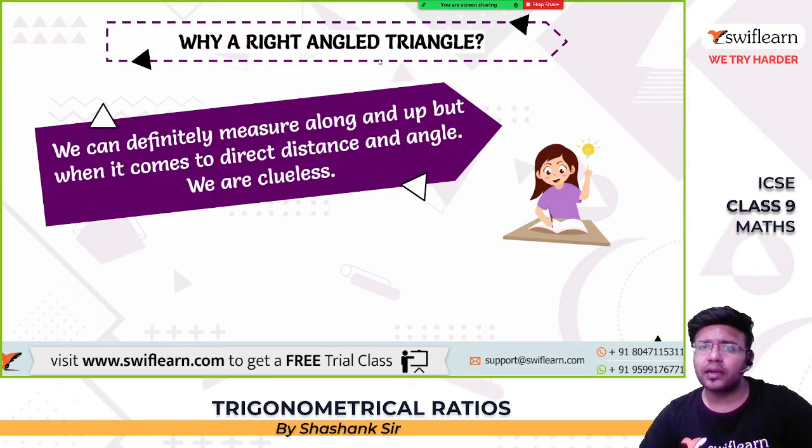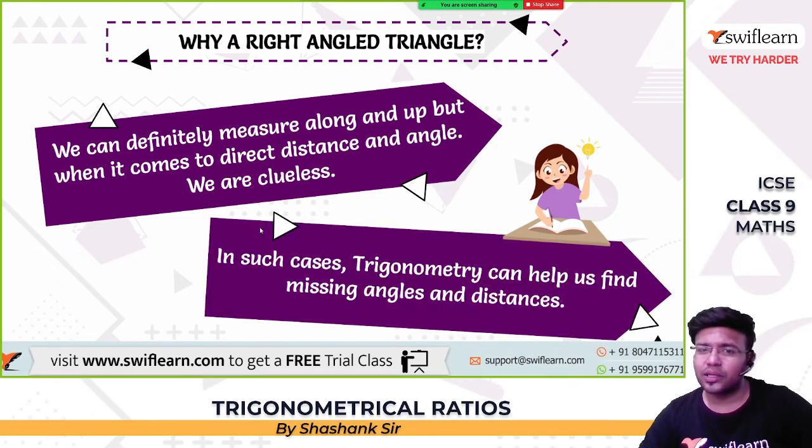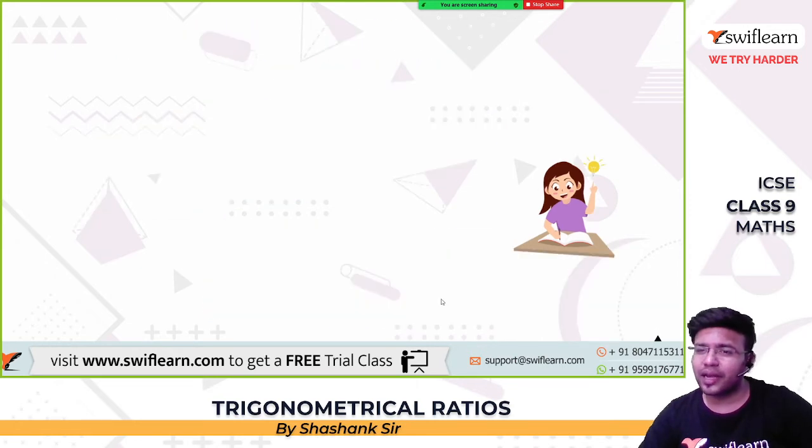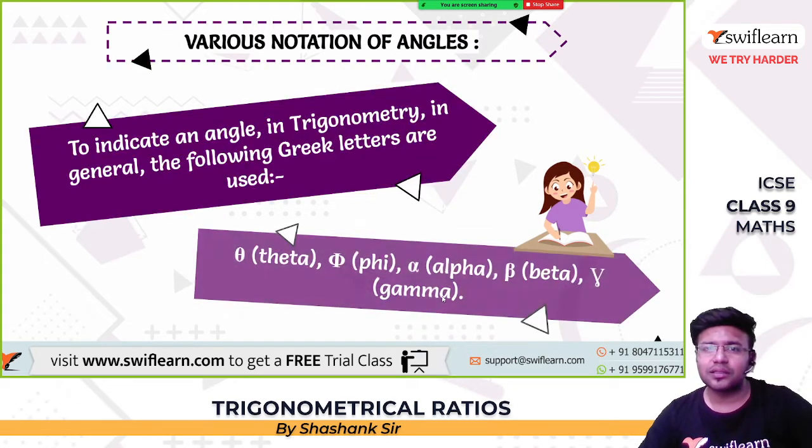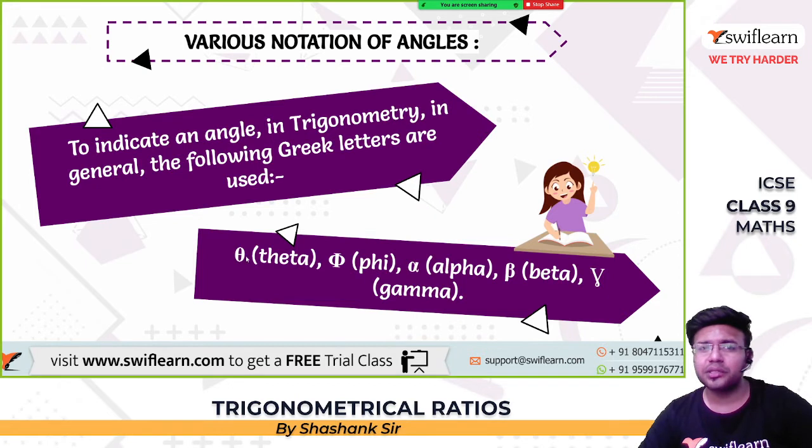Why a right angle triangle? We can define the measure along a side, but when it comes to the direct distance and angle, we are clueless. In such cases, trigonometry helps us to find the missing angles and distances. Now, the various angle notations used to indicate angles in trigonometry. In general, we use the Greek letter theta. Okay, this is mainly used.